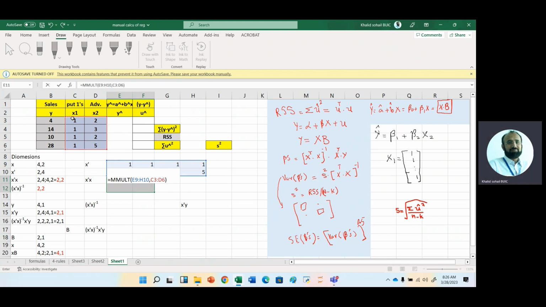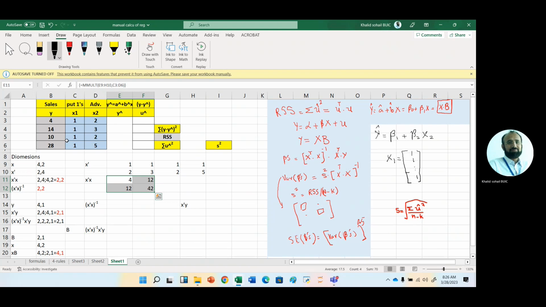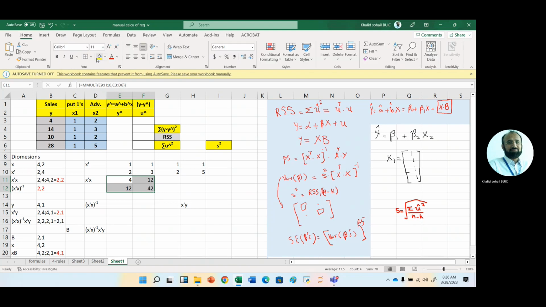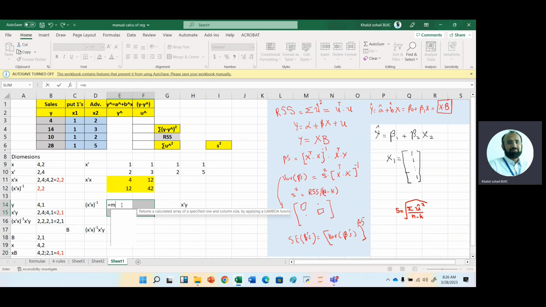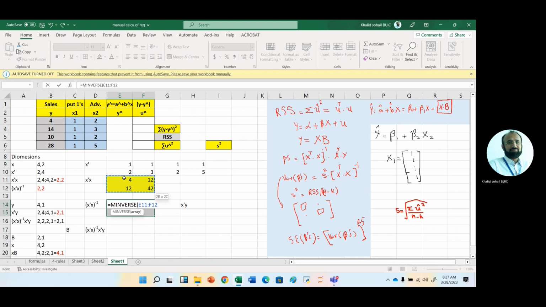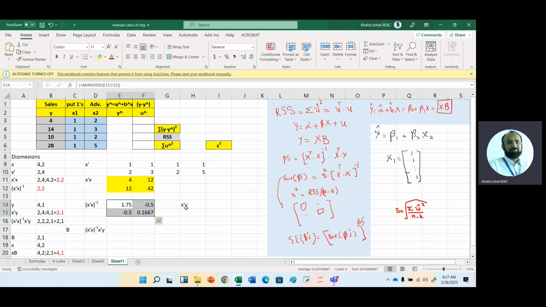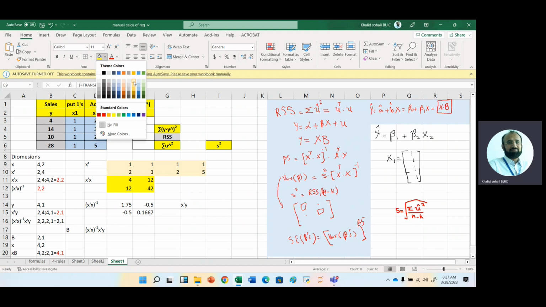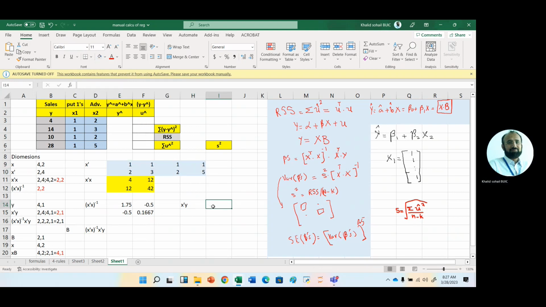And again, Shift Control Enter. Now we have X transpose X, and we will take its inverse, M inverse. And again, press Shift Control Enter. Now we will get X transpose Y. We have X transpose, this one, and then X transpose is multiplied by Y.